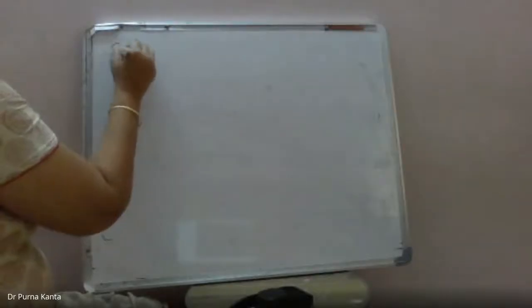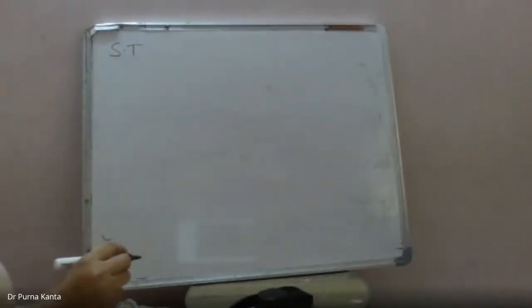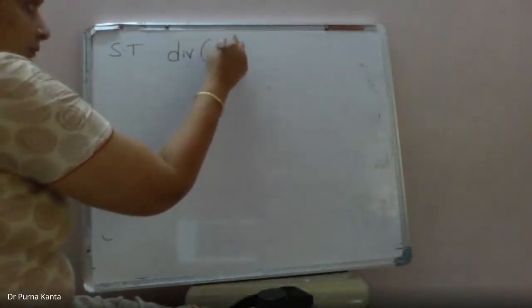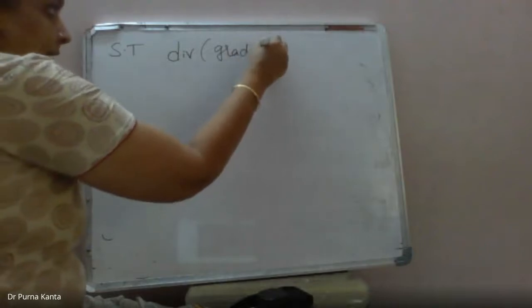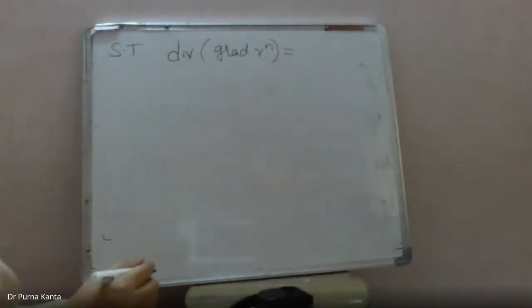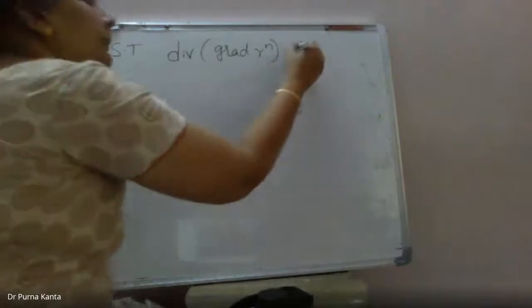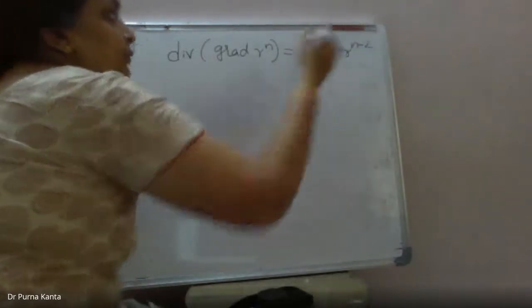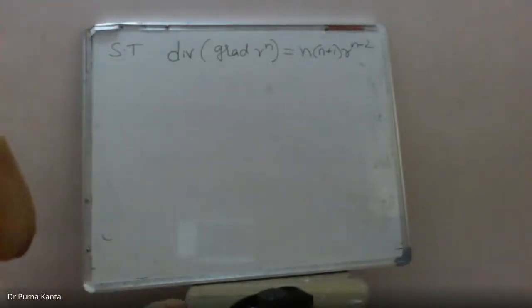Show that divergence of gradient of r power n is equal to n into n plus 1 r power n minus 2. One of the most important problems or relations, and the most repeated problem in the exam. It will be given directly, the value: show the divergence of gradient of r power n is equal to this.